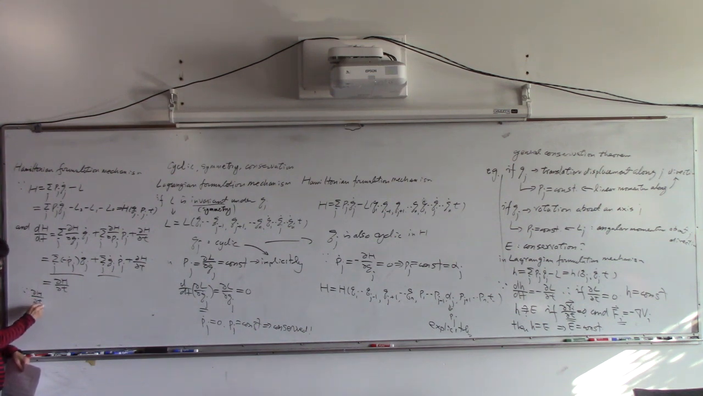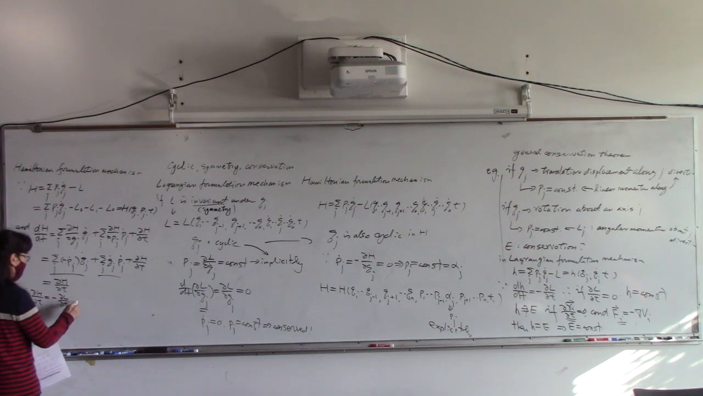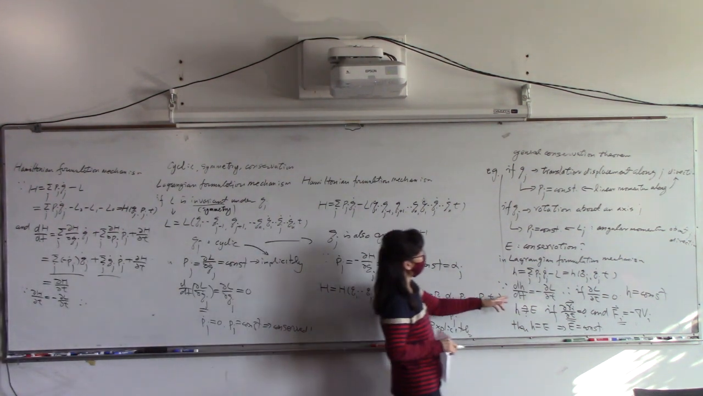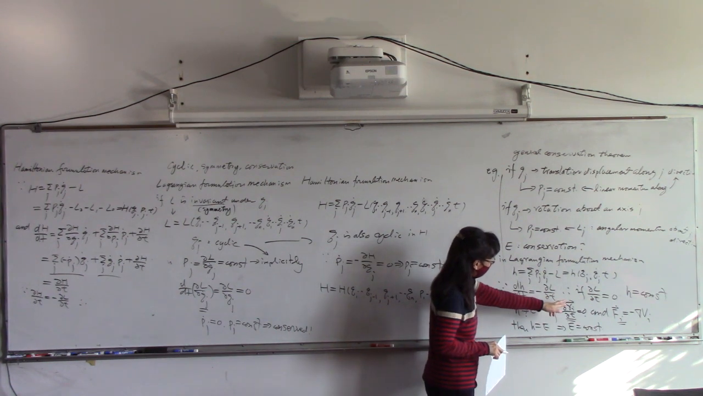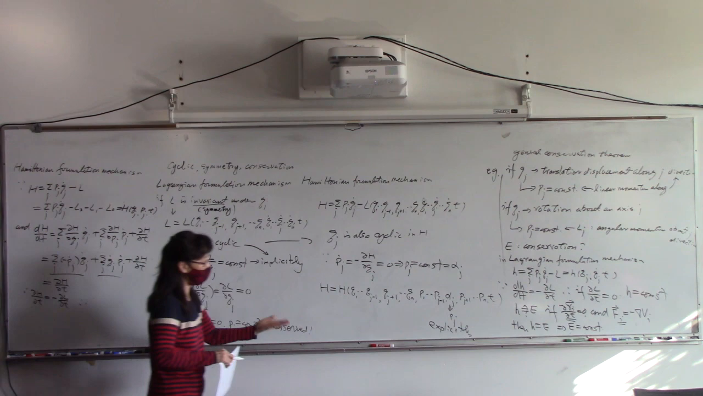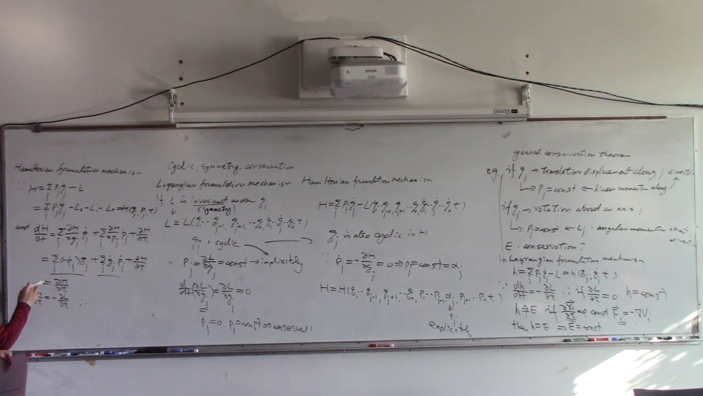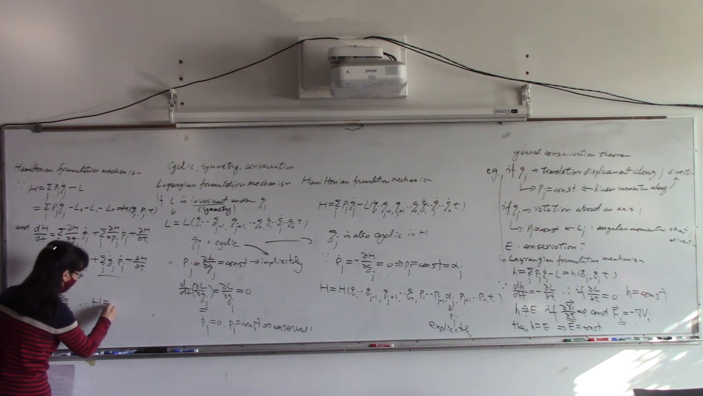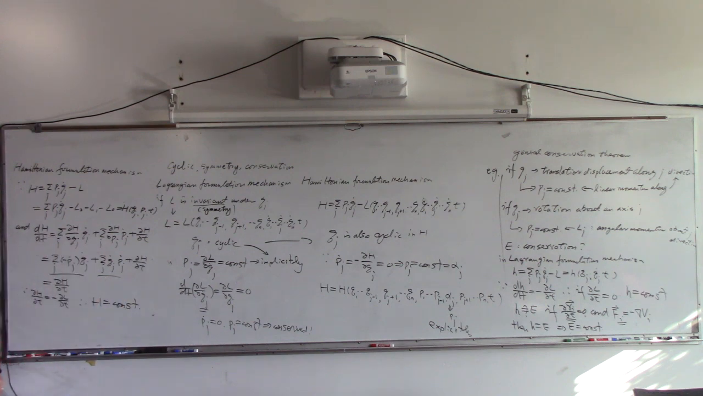And remember, we already proved that this is equal to negative partial L partial t, right? So similar to the Lagrangian formulation, if the Lagrangian does not depend on time explicitly, the energy function is constant. Here too, if the Lagrangian does not depend on time explicitly, H is also constant, because dH/dt is equal to partial H partial t, and partial H partial t is negative partial L partial t. So this is the first point: whether H is constant or not.